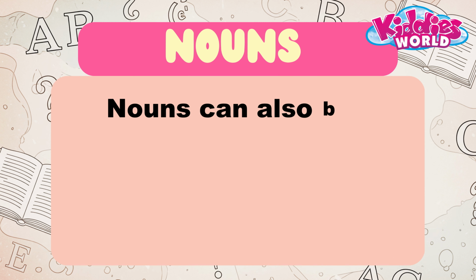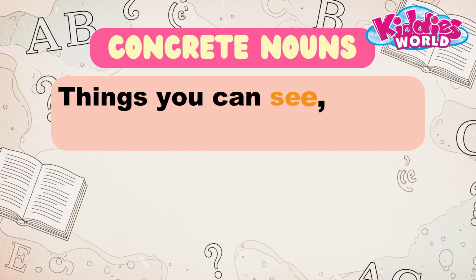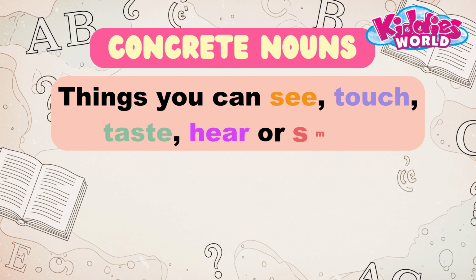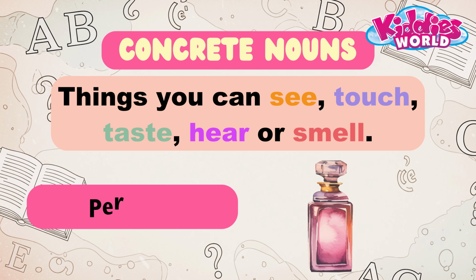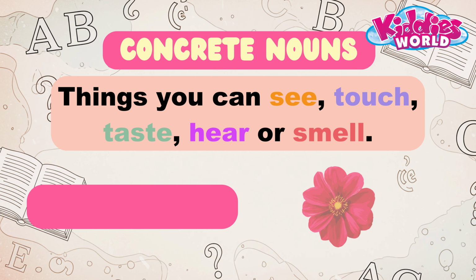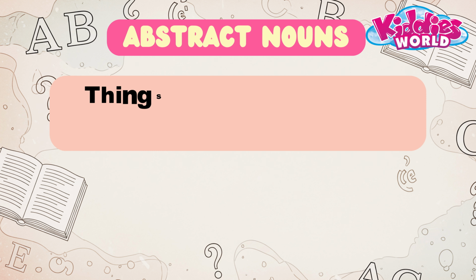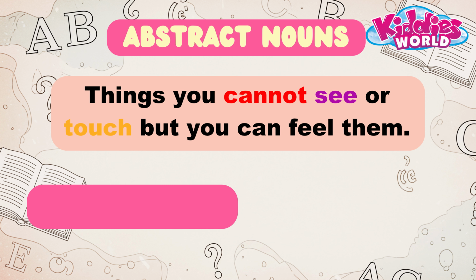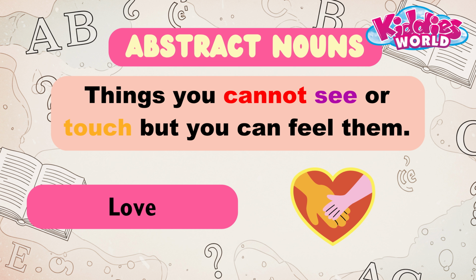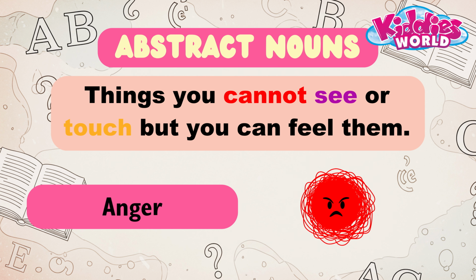Excellent! Nouns can also be concrete or abstract. Concrete nouns are things you can see, touch, taste, hear or smell. Examples: book, apple, perfume, chair, drum, flower, chocolate cake. Abstract nouns are things you cannot see or touch, but you can feel them. Examples: happiness, love, bravery, honesty, kindness, freedom, anger.